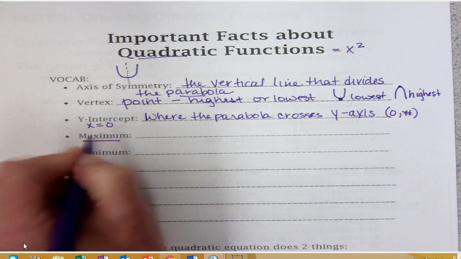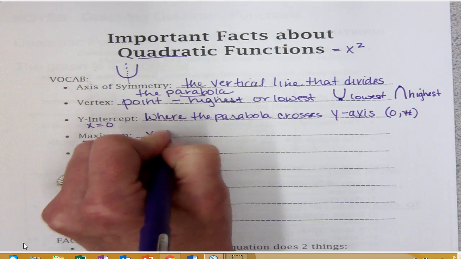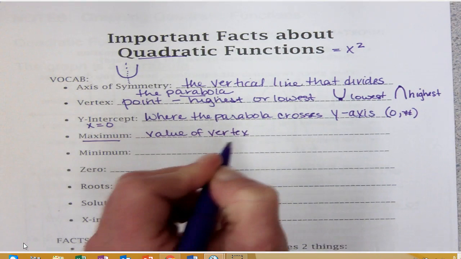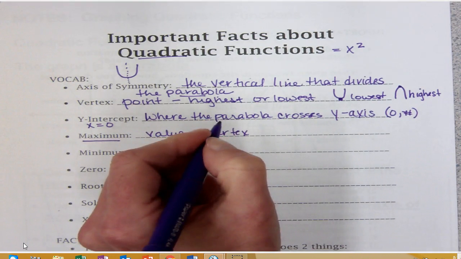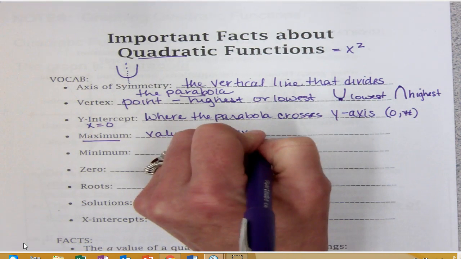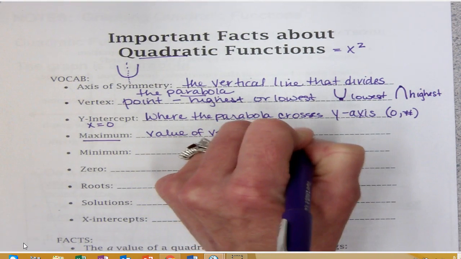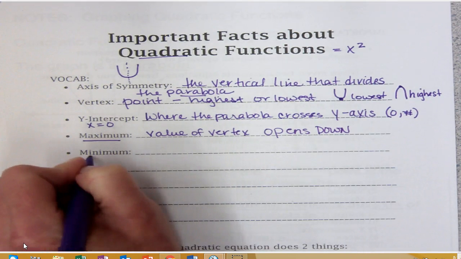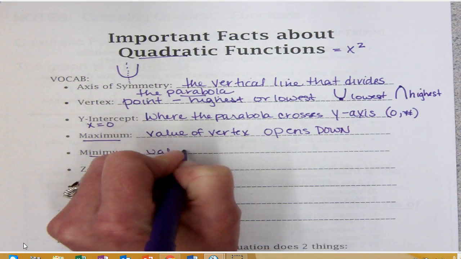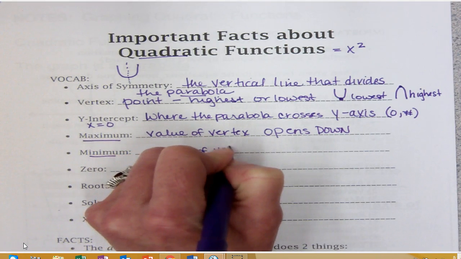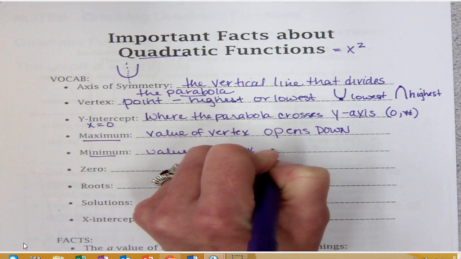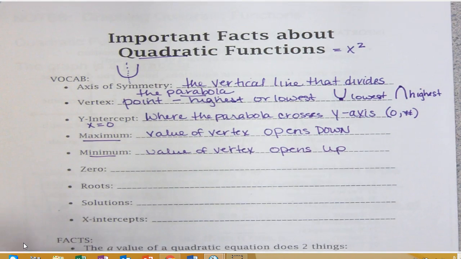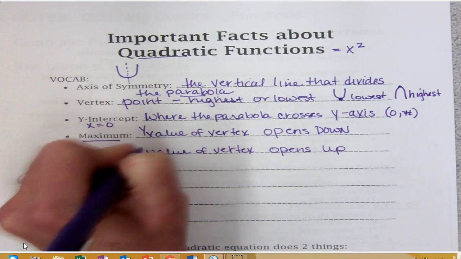The maximum is the value of the vertex when the parabola opens down. And the minimum is the value of the vertex when the parabola opens up. So it's the y value, actually, the y value.